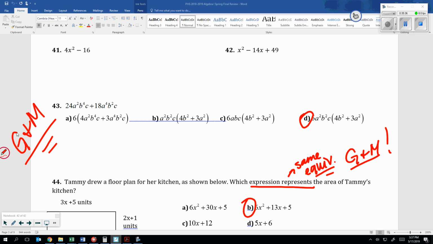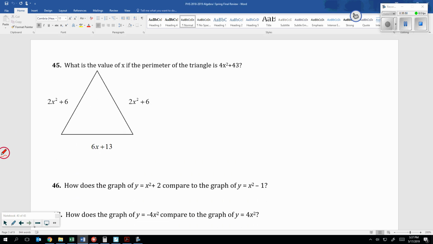Please, please, please, for 37 through 42, if you want to see those answers, you can look on Canvas and find the actual key to this. Now moving on to the next page. For 45.